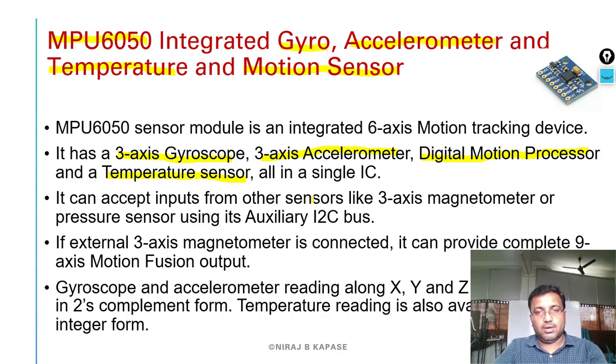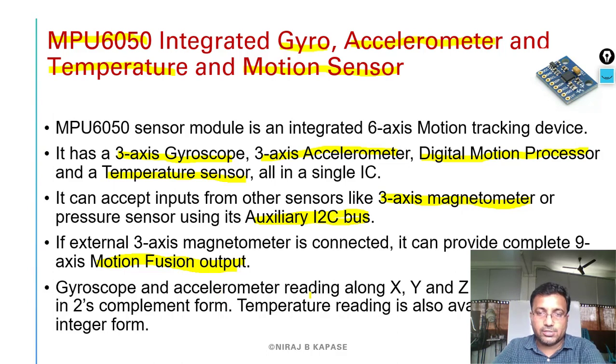It can accept input from other sensors like a 3-axis magnetometer, and we can add another 3 axes to get a 9-axis accelerometer as well. So we can add a magnetometer with the MPU 6050 so that we get 9 axes. It has an auxiliary I2C bus to connect the external 3-axis magnetometer. If an external 3-axis magnetometer is connected, it provides the 9-axis motion fusion output. So we get a total of 9-axis motion fusion output when we connect the magnetometer with the MPU 6050.